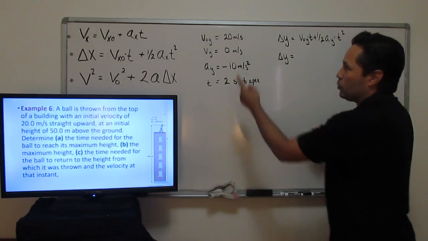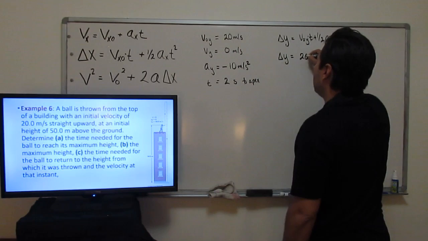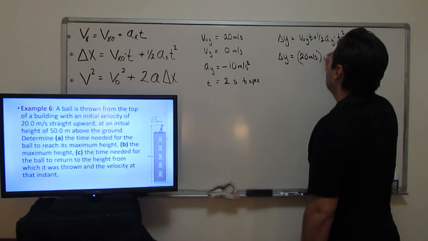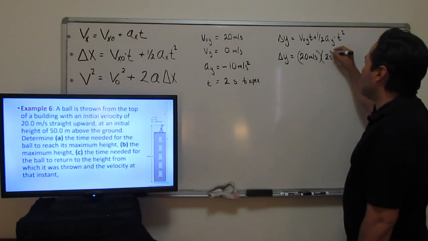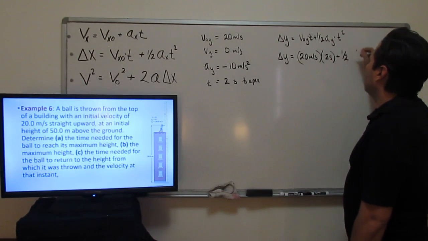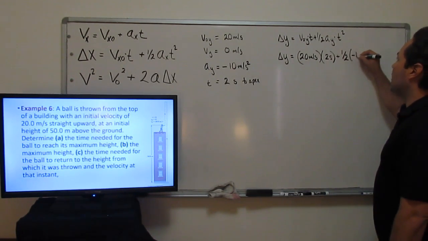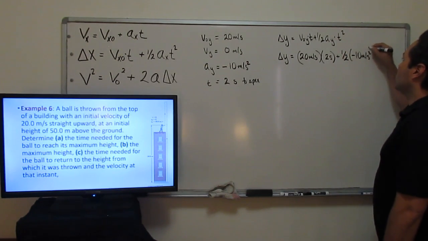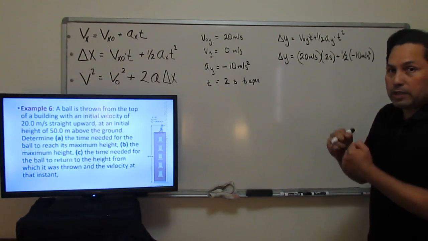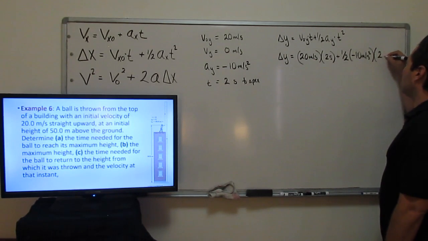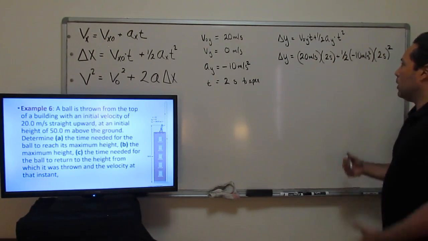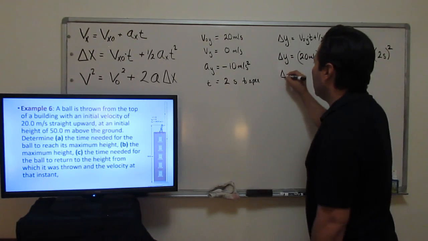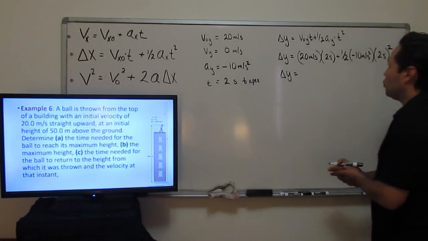Initial velocity, it was thrown at 20 meters per second. The time that it traveled, it was 2 seconds to the apex. Acceleration, it's negative 10 meters per second squared. That's gravity pulling down on an object. And our time, it was 2 seconds, and that is squared. So that is our formula. You go ahead and get your calculator and you solve for it.